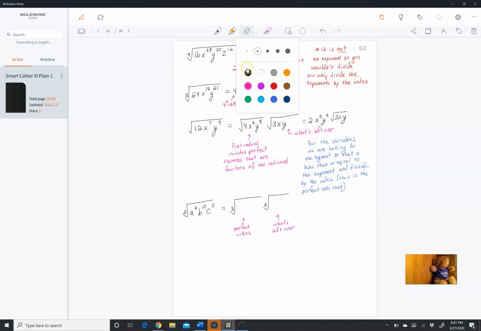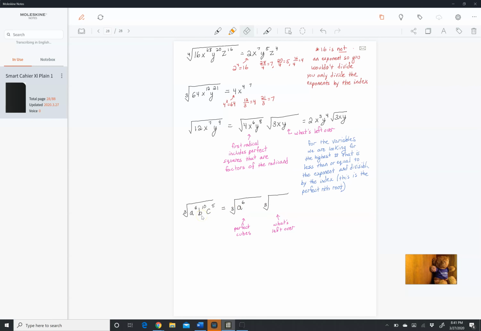So now we're going to go back to our variables, and we're going to say a to the 6th. So we're going to start at 6, and we're looking for a number that's less than or equal to 6 and divisible by our index, which is 3. So we're going to start at 6. 6 is divisible by 3. So we're going to take a to the 6th and put it under the perfect cubes. And there's nothing left over, okay? All 6 of our a's are under this cube root, okay?